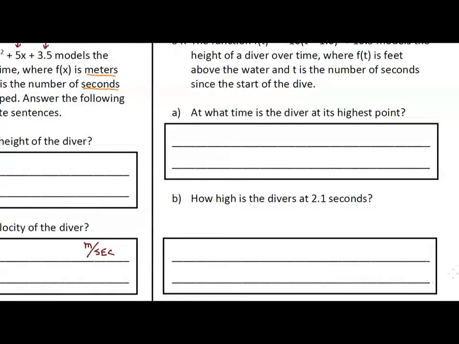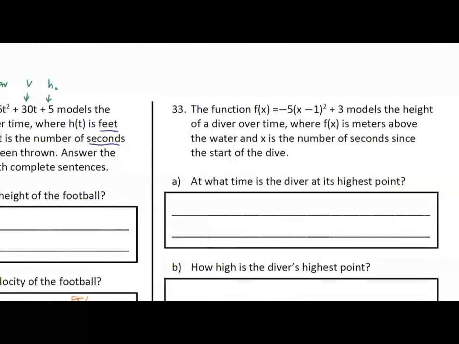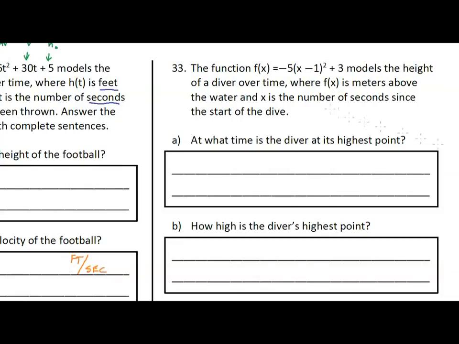Let's take a look at question number 33. The function f of x equals this equation. By the way, I notice now this is in vertex form. It's no longer in standard form. It models the height of a diver over time, where f of x is meters above the water, and x is the number of seconds since the diver started to dive. Okay, at what time is the diver at its highest point?